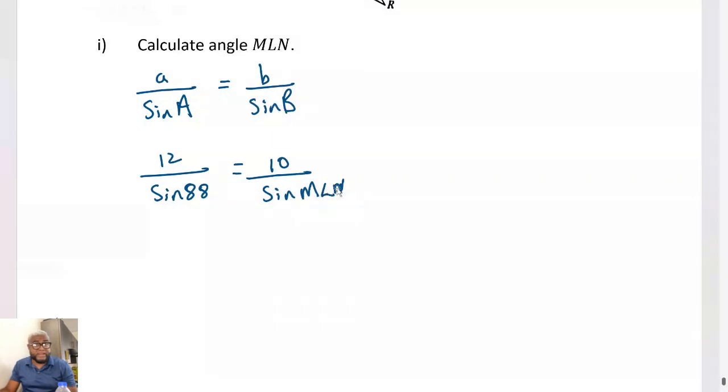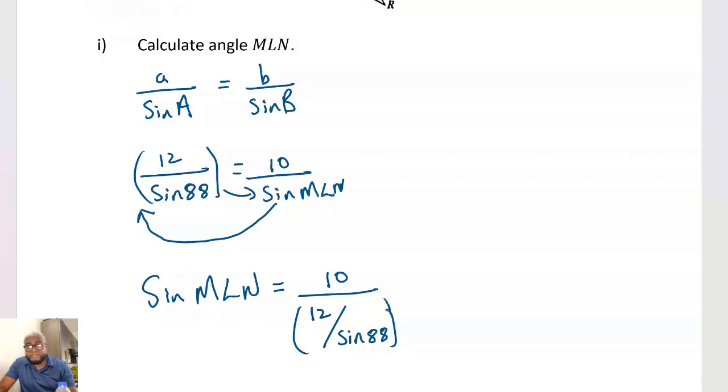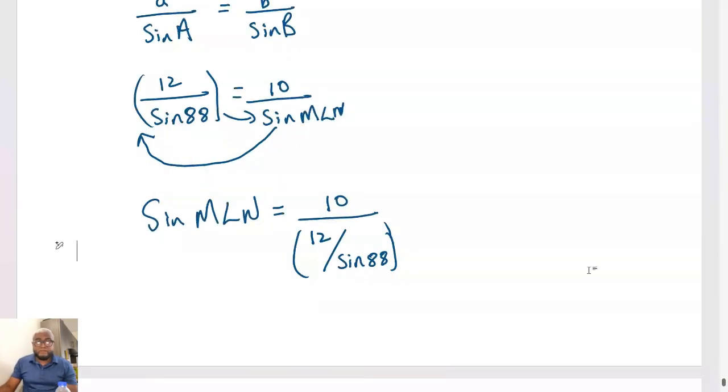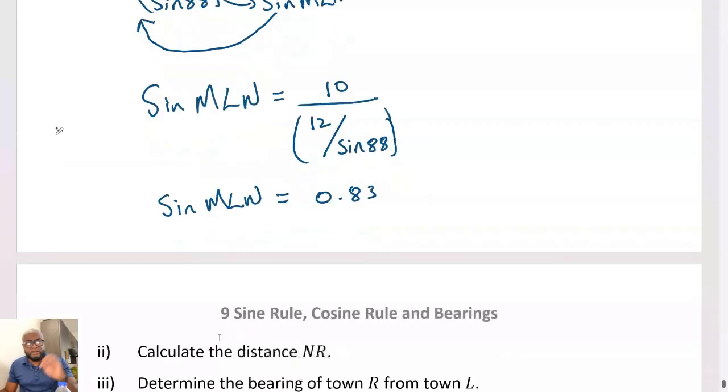So we want to find this, MLN. I want to carry this whole thing over here, like what we were doing last week, and bring in this whole thing underneath here and work it. So sine MLN is equal to 10 over 12 divided by sine 88. Punch that on the calculator, find that for me, please. 0.838. So sine MLN is equal to 0.83, to 2 decimal places.